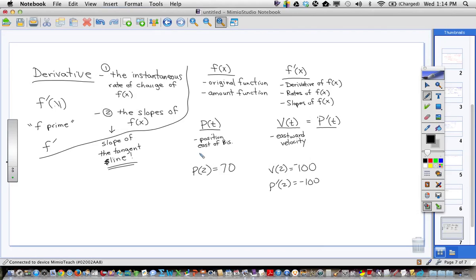If f prime, if the derivative of a function is simply a plotting of the slopes of that function, couldn't we repeat this over and over? Doesn't this graph have slopes? Couldn't I come to another graph over here and plot the slopes of this graph as y values? The derivative of the derivative. Absolutely.